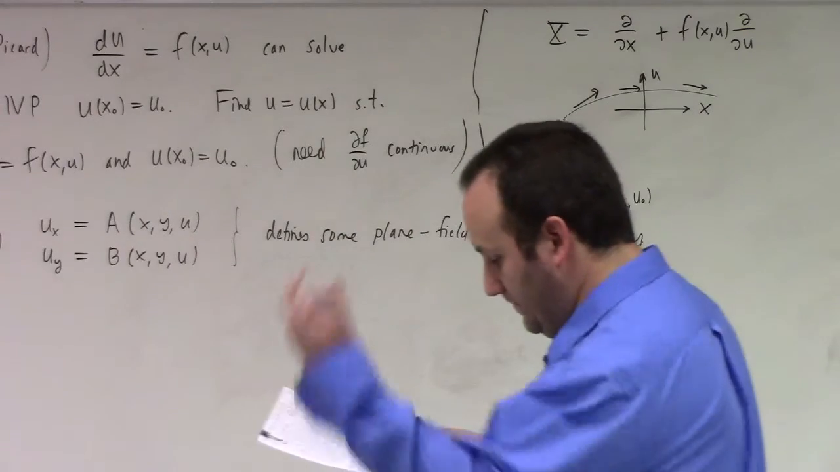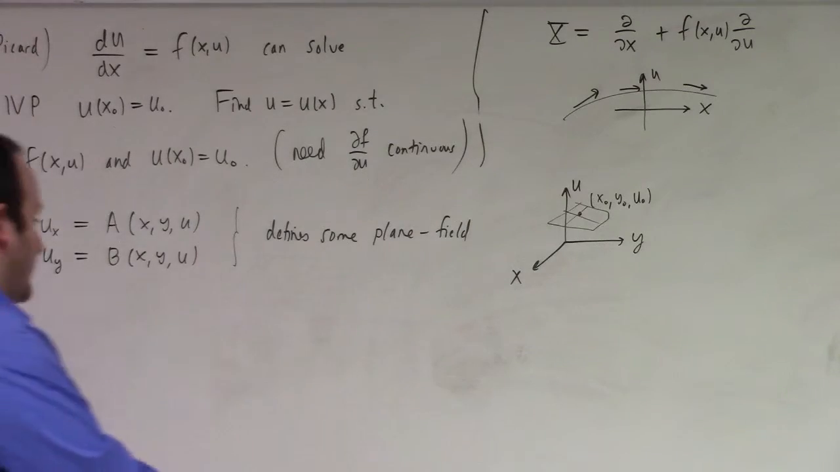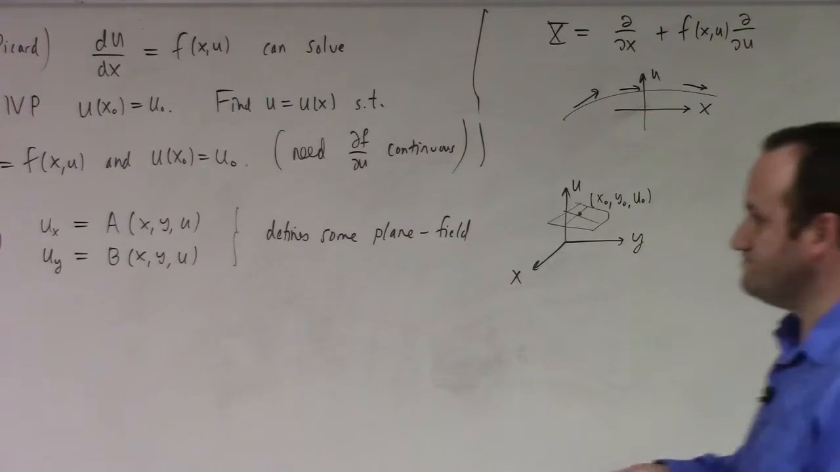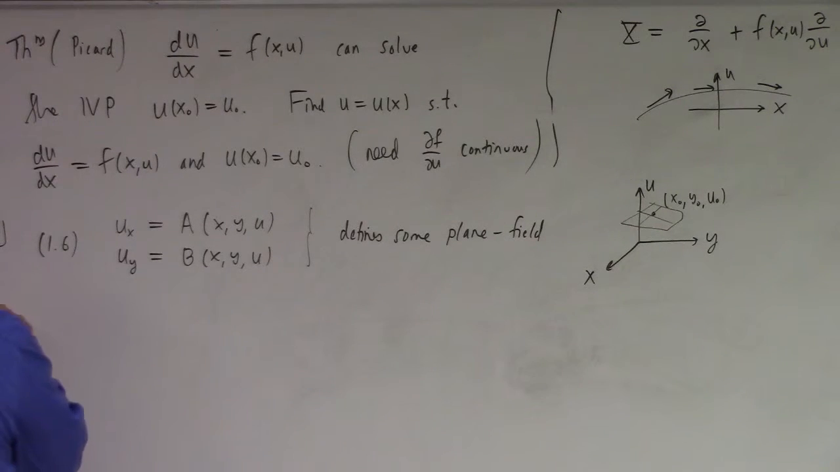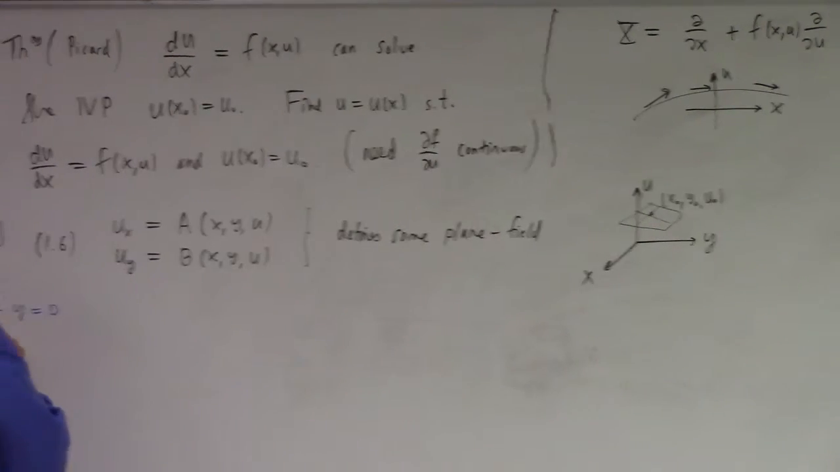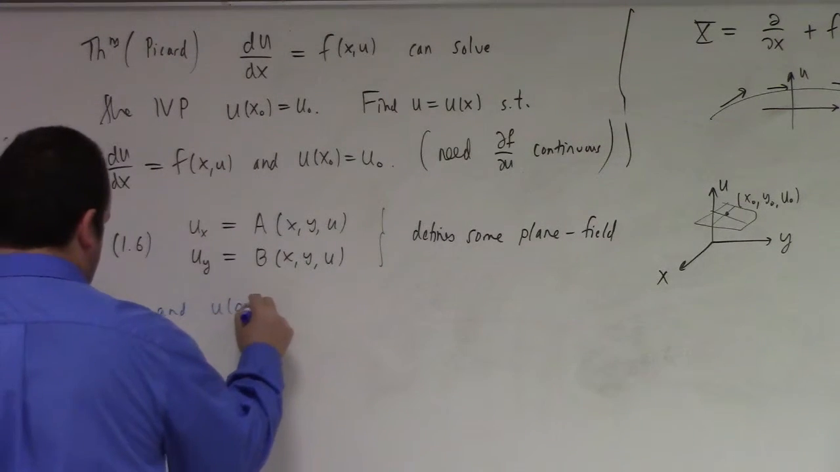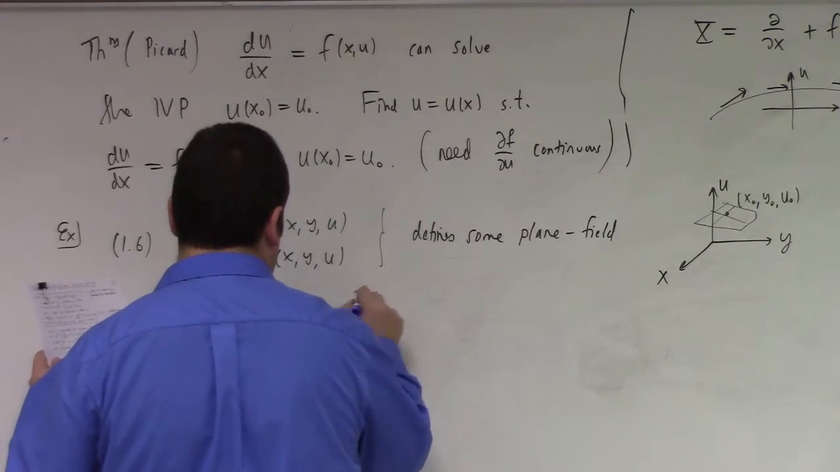Now, how do you solve this? Basically, you can solve it by integrating one variable at a time, right? Use Picard: fix one of the variables, integrate the other. So let me be specific. Set y equals 0, and u of 0, 0 equals u naught. And then Picard says, what's he say?